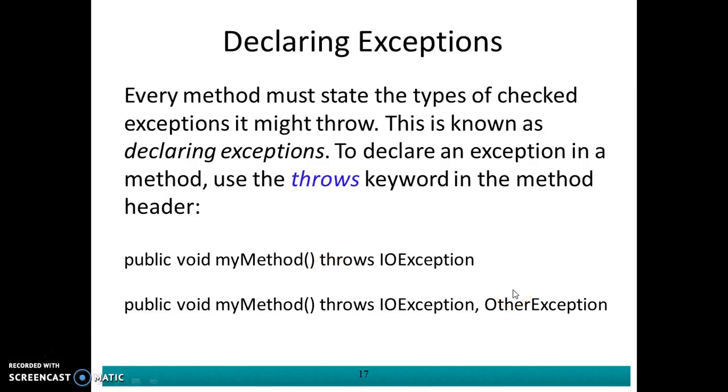Every method must state the types of checked exceptions that it might throw. This is an example of how you can declare exceptions at a method level. You do this only if you want your method to throw exceptions, and you can specify one or more exception objects that could possibly occur from this method. Remember that you can declare exceptions at the method level only if the method will potentially produce such errors.